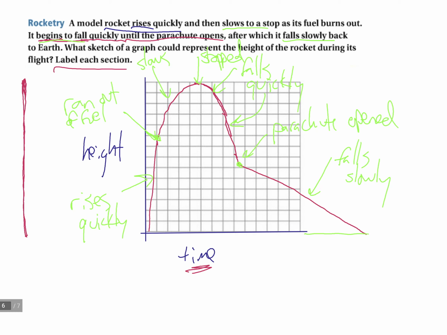Okay? You draw exactly what it says. In reality, the rocket went straight up and straight down, but because we're graphing the height over the time, it's going to look like what it looks like here. Okay? That's the idea. Okay. So we got one more problem to do here, and then we're done with the section.